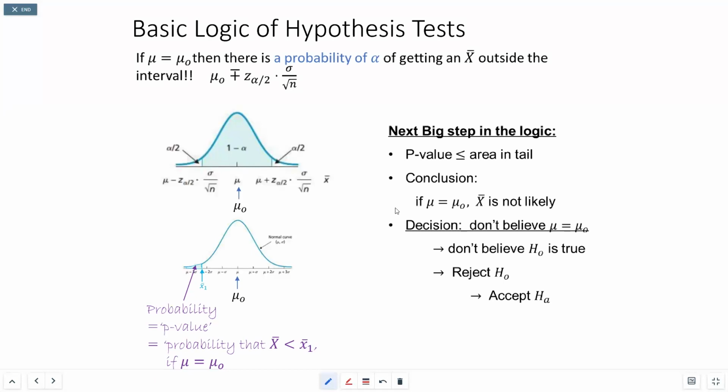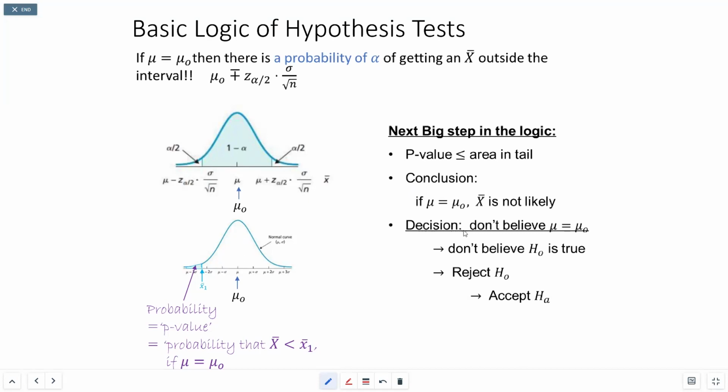Okay, so continuing to build the basic logic. So if the p-value is less than or equal to the area in the tail, remember the p-value is the area given the data. So the p-value is the probability that our sample mean would be less than or equal to this x bar 1 if the truth is that the bagging machine is doing the average we think it is for all chips that are bagged. Okay, so that was the conclusion. This is where we are at the last slide.